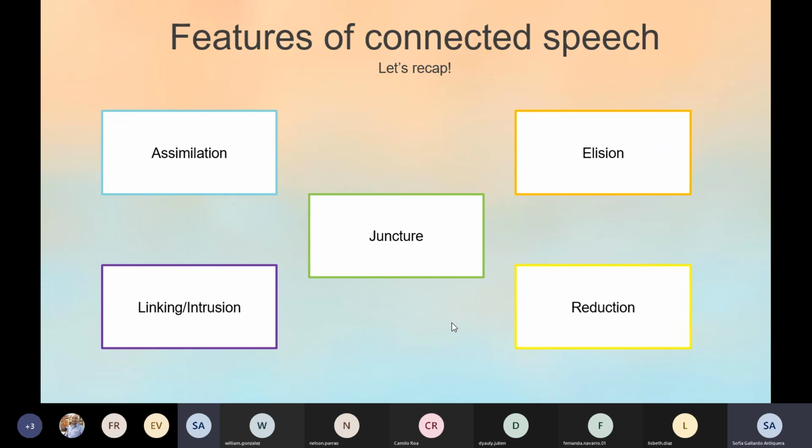So as you said, in assimilation, one sound influences the other sound, or both of them could influence each other, because we have coalescent assimilation, where both of the sounds influence each other. Then we have progressive assimilation, where the first sound influences the second sound in a sentence. And then we have regressive assimilation, where the second sound influences the first sound. Do you remember now? Great, thank you. Now, any volunteers for linking and intrusion?